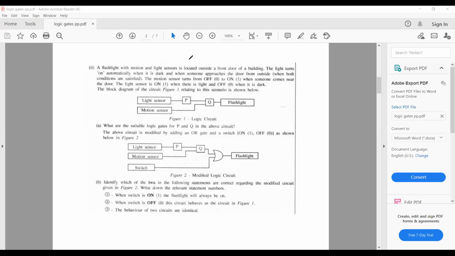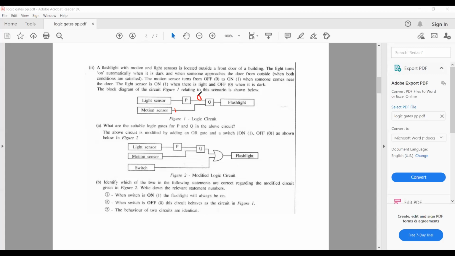The motion sensor turns from off to on when someone comes near, so the motion sensor should be 1 when someone comes near the door. The light sensor is on when there's light and off when it's dark, so 0 should enter this circuit.